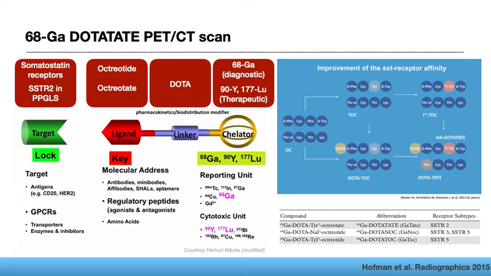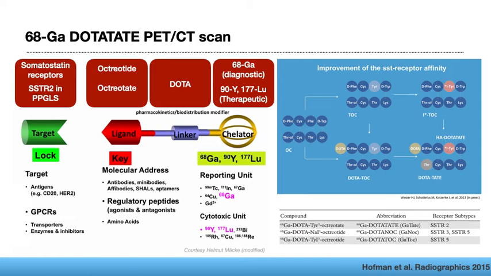The second functional imaging modality is 68 gallium dotatate PET scan. And to understand how it all works, we have to go back to the key and lock principle. The lock in our case is somatostatin receptors that are present on the surface of chromaffin cells. In pheochromocytoma and paraganglioma, the most prevalent type is somatostatin receptor type 2.